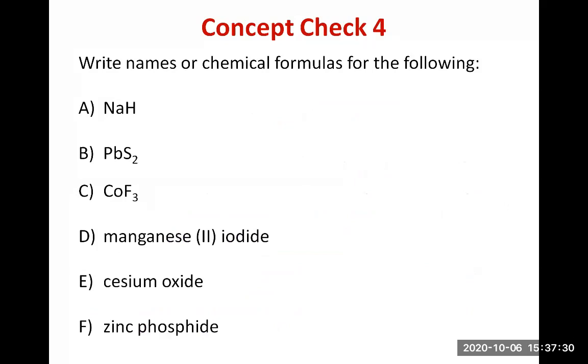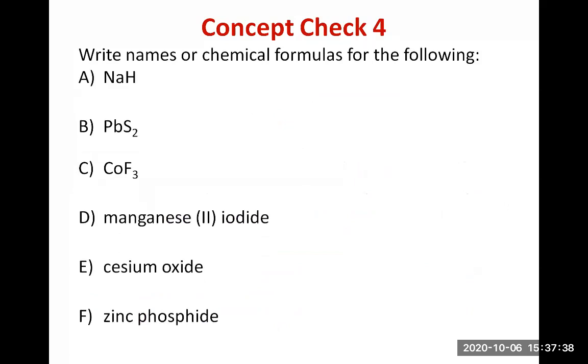Let's practice some more with this second concept check. Name or find the formulas for the following. And again, I want you to pause the video before you watch the answer. So practice. Try to find those names and formulas beforehand.